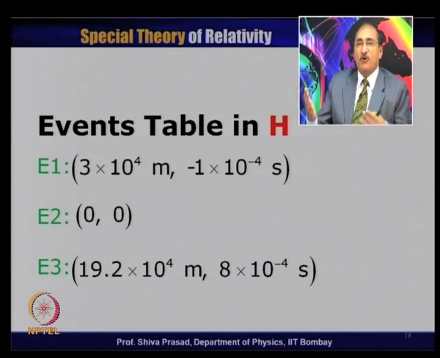Once I have all this information in one frame of reference, then it is a very simple job to transform it to any other frame. All you have to do is use the Lorentz transformation. So, now let us try to fill this table in the A frame, the ambulance frame, because H and A obviously satisfy all the criteria which we have imposed for using the Lorentz transformation. Just simply use Lorentz transformation and I get all these events in the A frame.